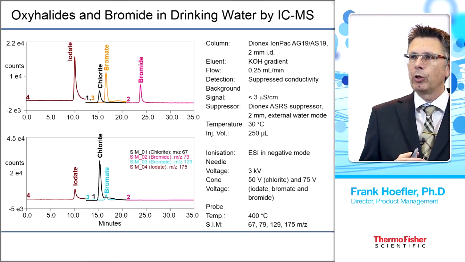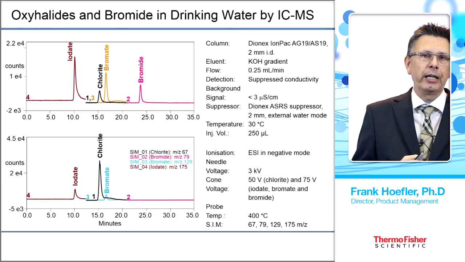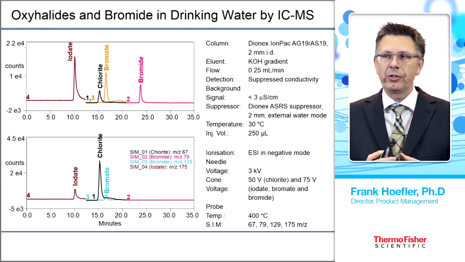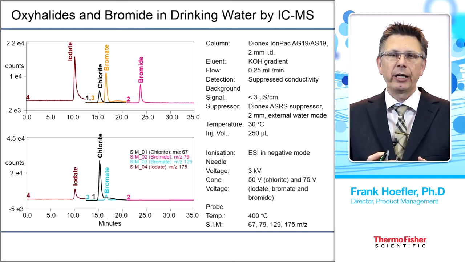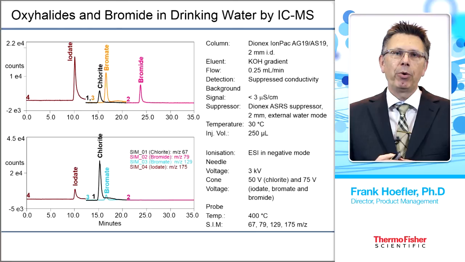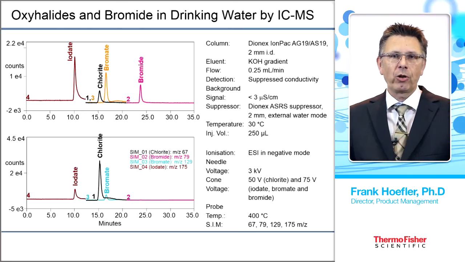And if the drinking water contains bromide or iodide, we have the risk that we oxidize them and form iodate, bromate, or chlorate here as well. Those compounds are carcinogenic, toxic, and need to be monitored at very low levels.